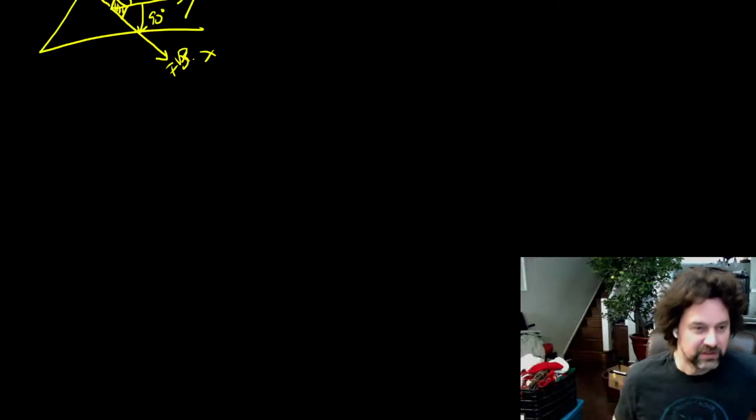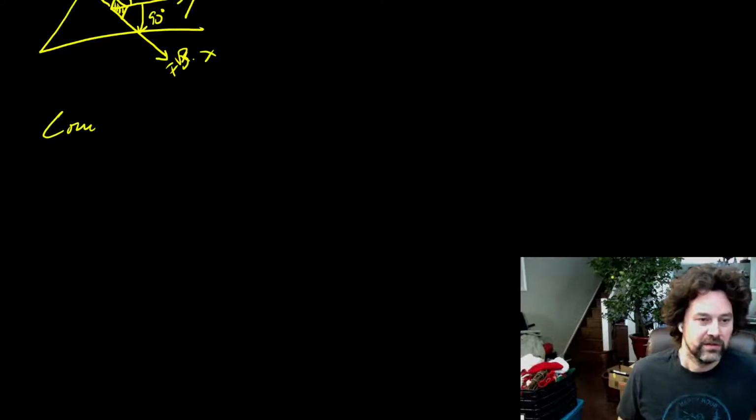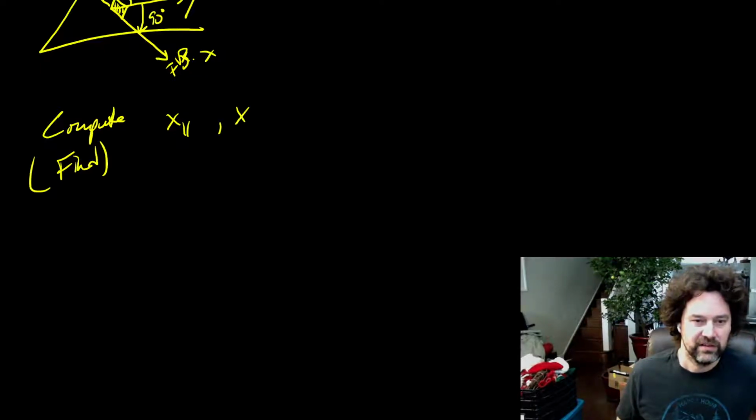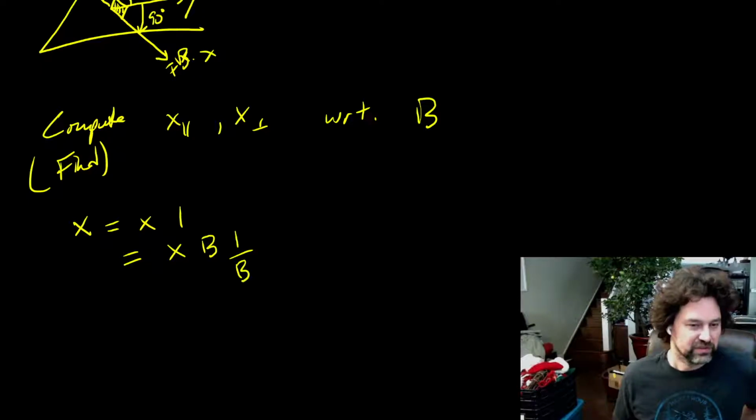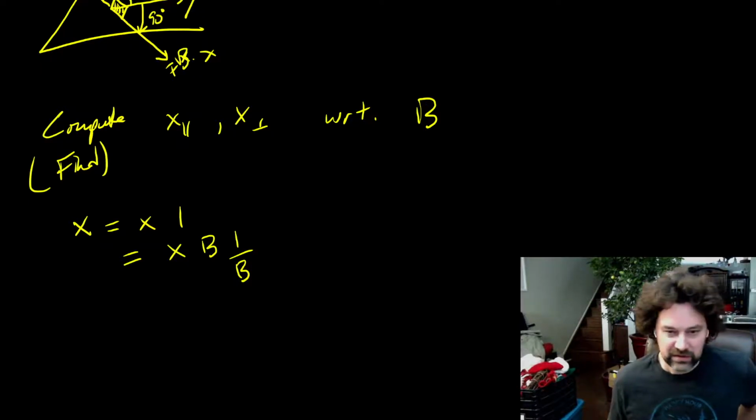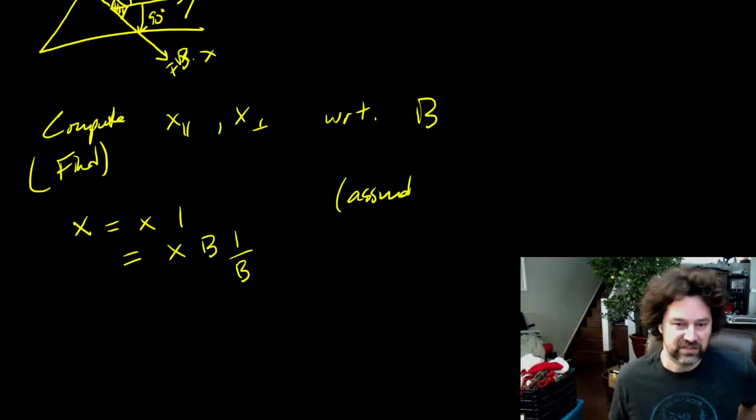And now what we're going to do is compute, or find, what our x parallel and x perpendicular are with respect to b. And so now we do the trick of multiplying by 1. So x equals x times 1, and we're going to write that as x times b inverse. Now, we've assumed here that b has an inverse.